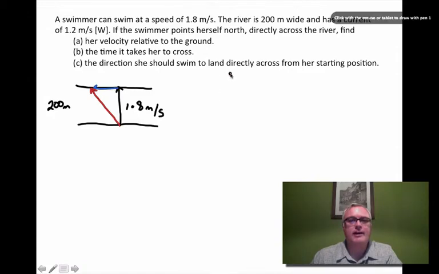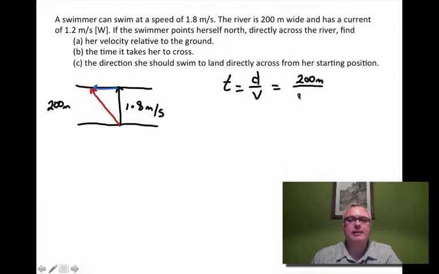So when you're finding that time, distance divided by velocity, the 200 meters has to be divided by the vector that's in that 200 meter direction, which is the 1.8 meters per second. So it takes the swimmer 111 seconds to cross the river.